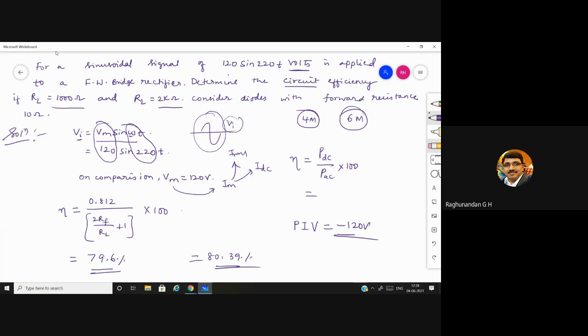Since it is a bridge rectifier, the PIV is VM. Suppose it is a 2 diode rectifier, it is minus 240. Yes, minus 2 VM. So it will be minus 240. This is for center tap. Since it is a bridge rectifier, it is 120. So these are the varieties of problems you'll be getting.